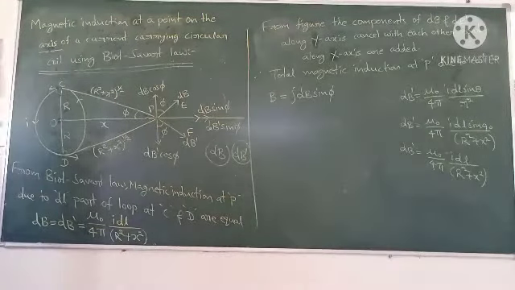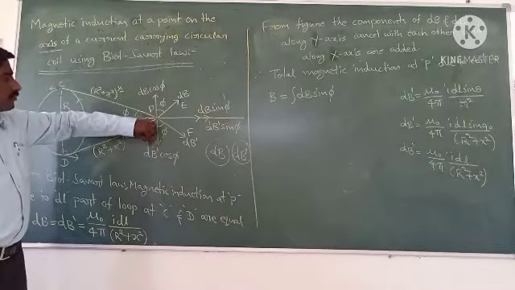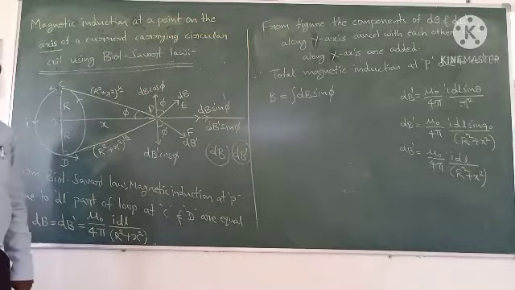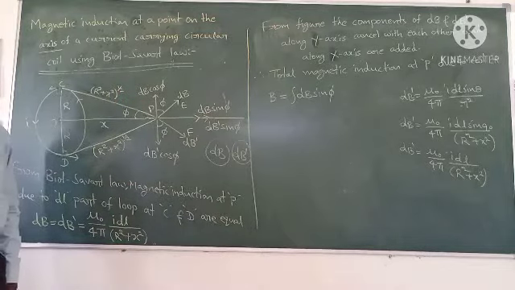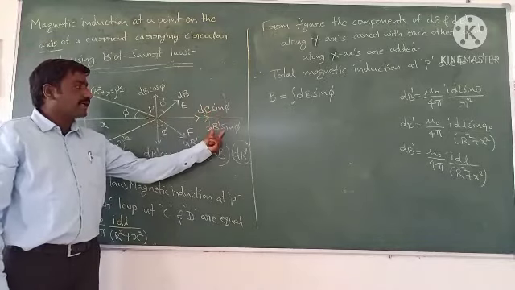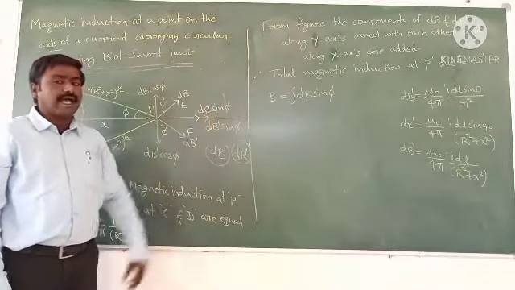Now, when you observe the diagram, dB cos phi and dB dash cos phi are both along the y-axis and they are completely opposite to each other. So these two components will be cancelled. And what are the remaining components? dB sin phi along the x-axis and dB dash sin phi along the x-axis. So these components will be added.